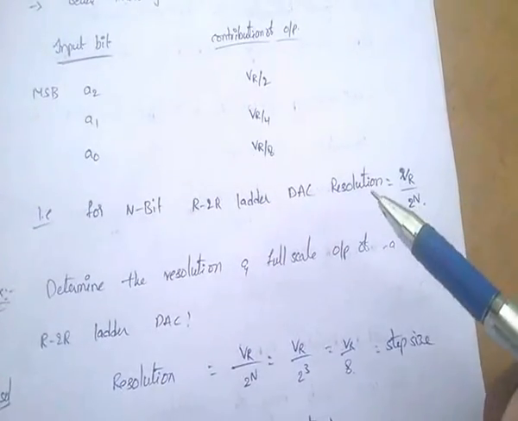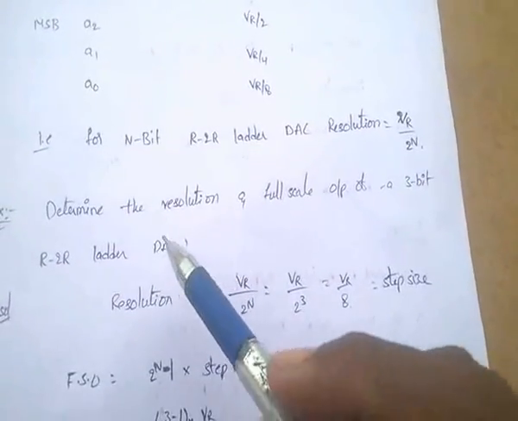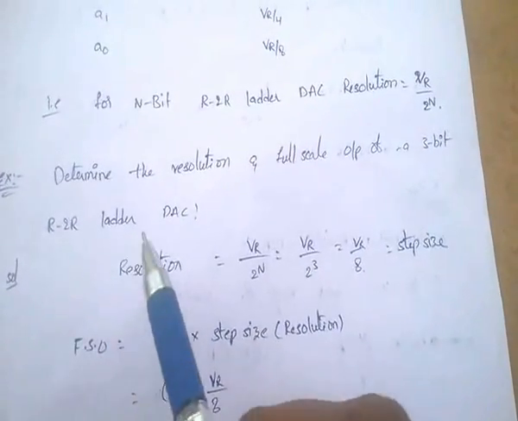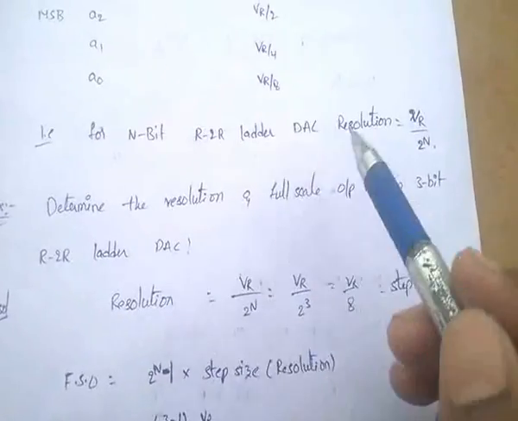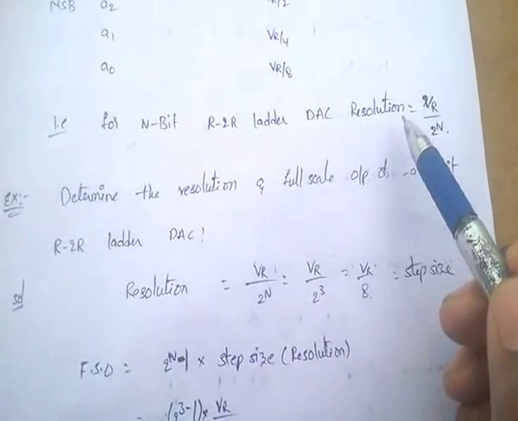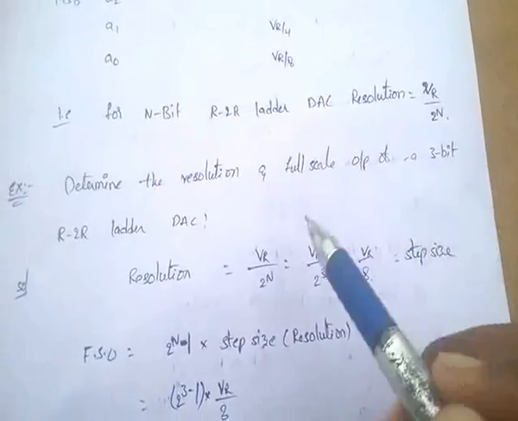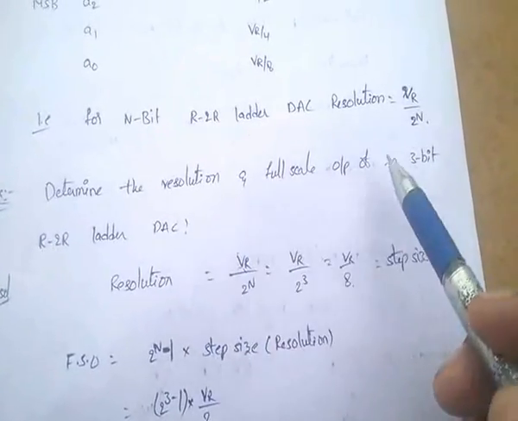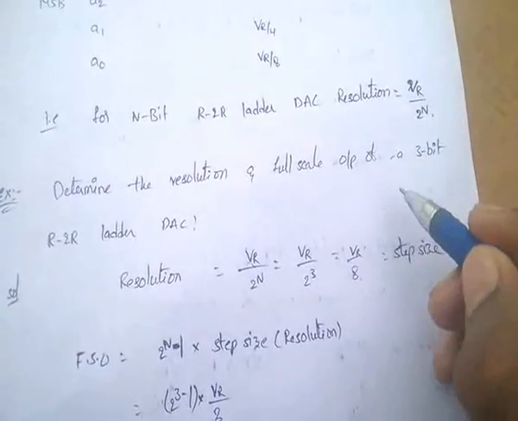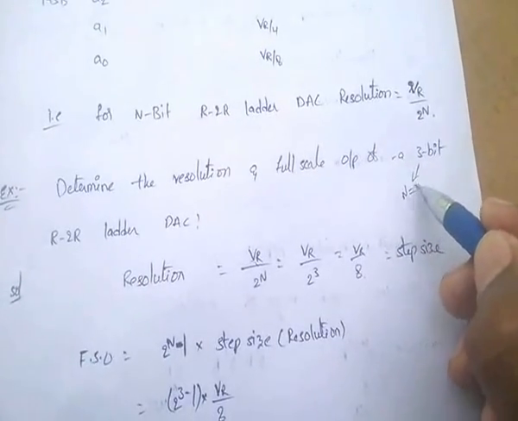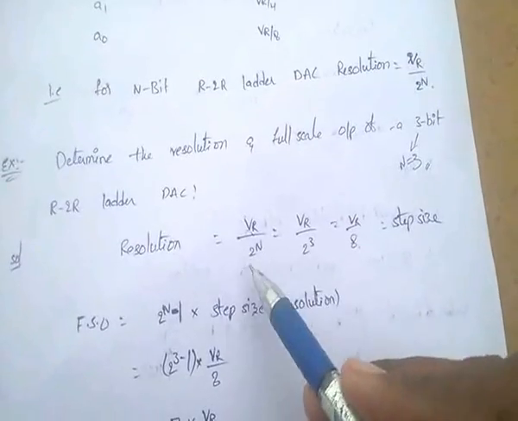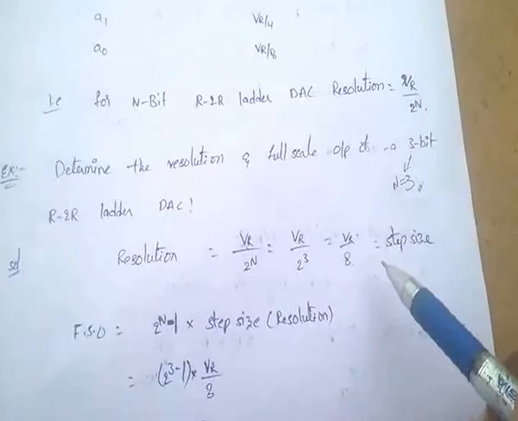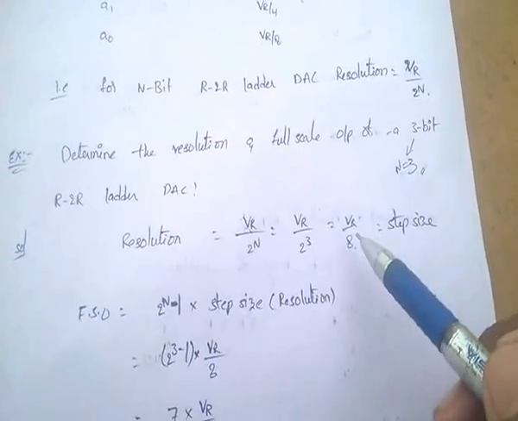For example, determine the resolution and full scale output of a 3-bit R to 2R ladder DAC. The DAC resolution is VR by 2 power n. For 3-bit, n is 3. Substituting n is 3, VR by 2 cubed equals VR by 8. We know that resolution is also called step size. Resolution equals VR by 8.